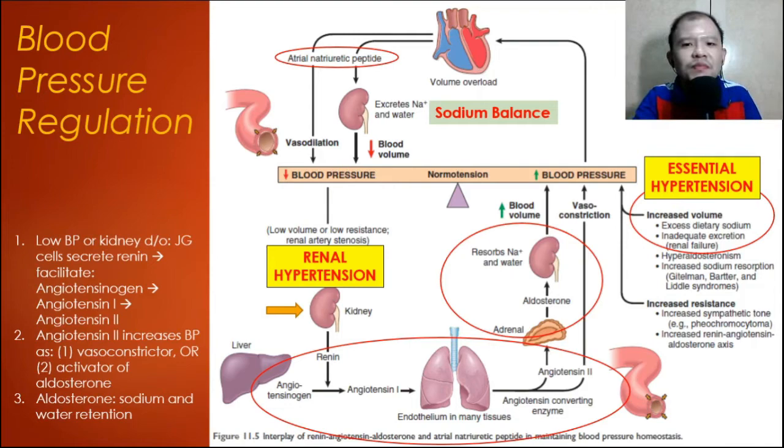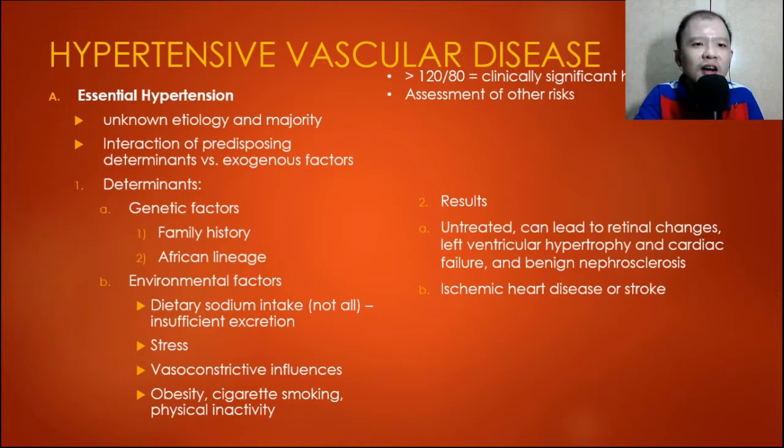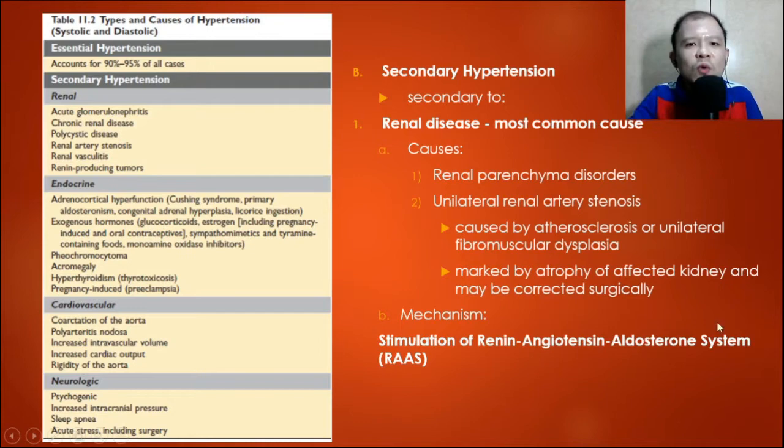So next, these are the types of hypertension. When we say essential hypertension, the cause is unknown, or the cause is diet, genetic factors, stress, etc. The clinician cannot pinpoint any organic origin, like for example a disease in the kidney. But if it's secondary to a disease in the kidney, that is secondary hypertension. So aside from the kidney, you have endocrine, cardiovascular, and neurologic causes.